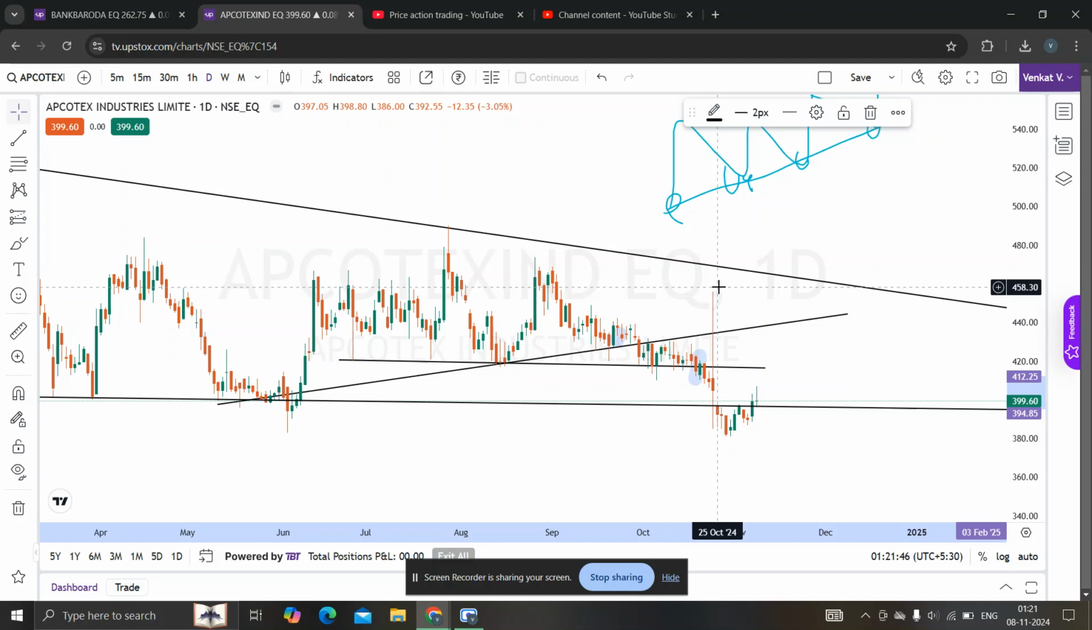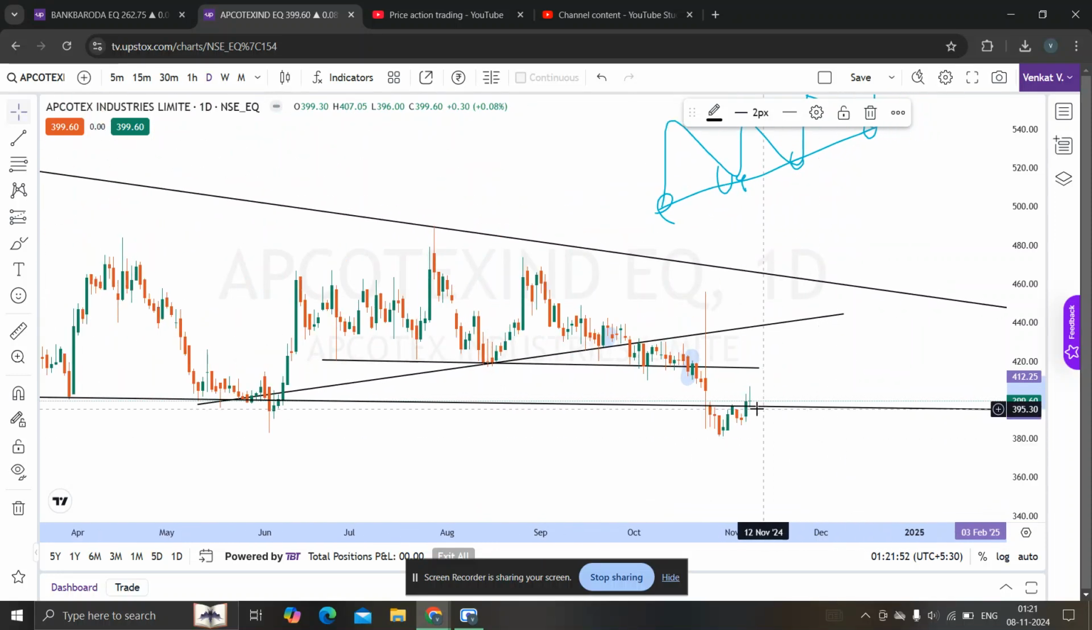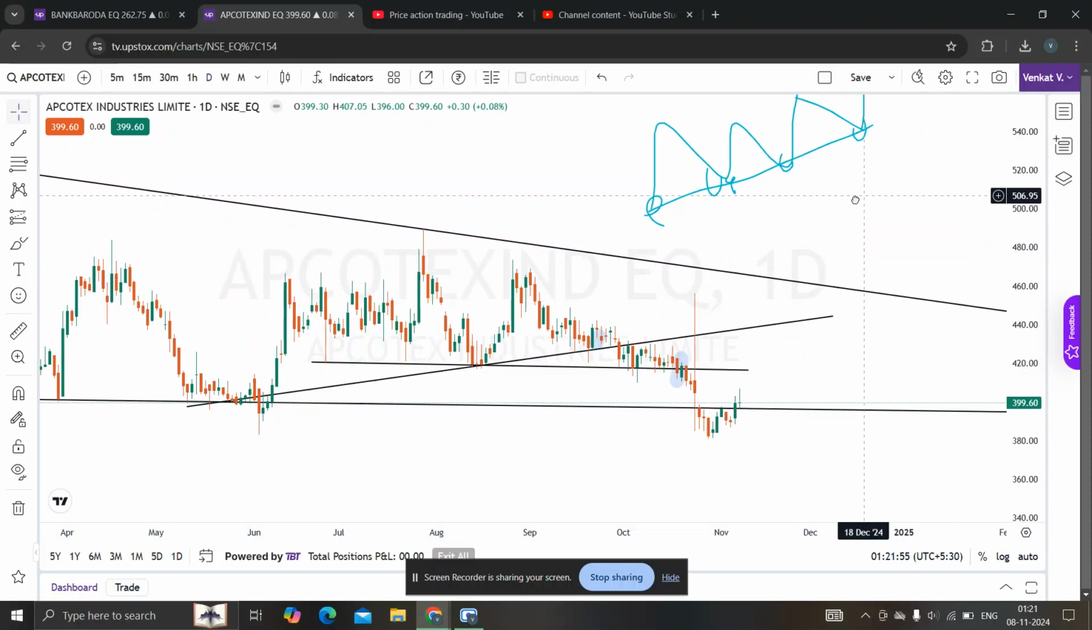This day has gone up, but did you see the wick? This confirms this will go down. Now it is retesting at this trend line. Maybe I think it will go up.